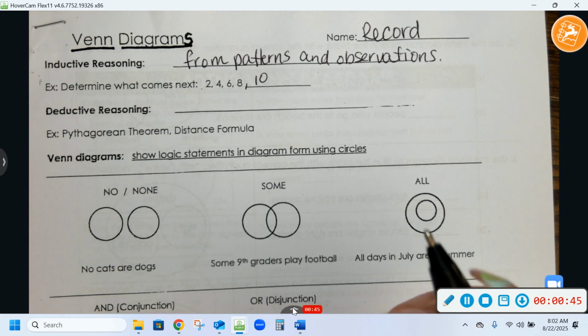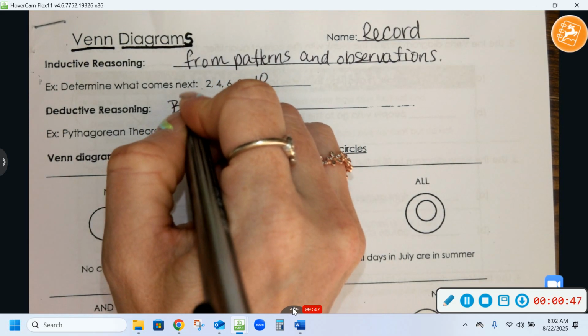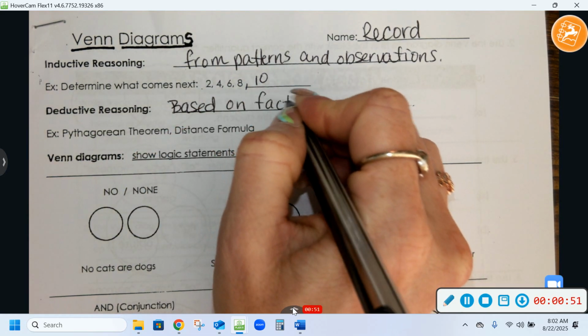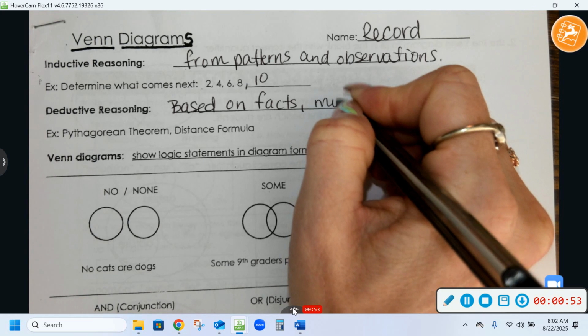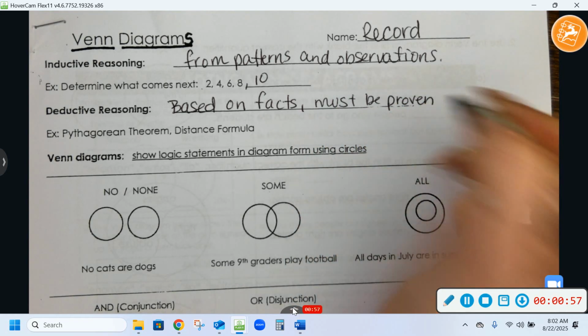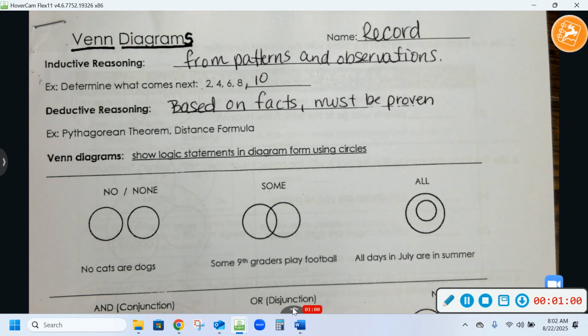Deductive reasoning is a little different. It's not so intuitive. It's based on facts, and it must be proven. This is what we'll use the most in geometry. So it's not so intuitive.